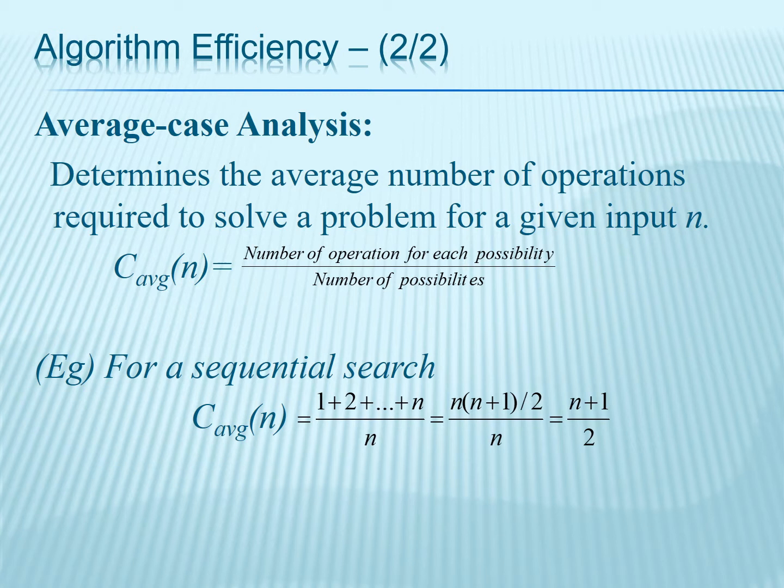So, the average case analysis is given as the number of operations for each possibility, that is 1 plus 2 plus up to n, divided by the number of possibilities, which is n. So, using the formula, we deduce the C average of n as n plus 1 divided by 2 for a sequential search.